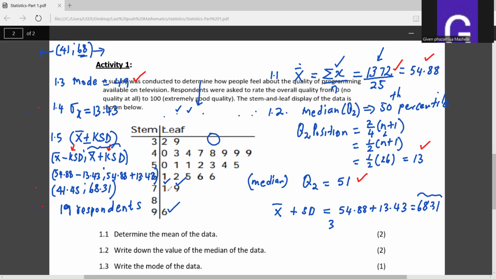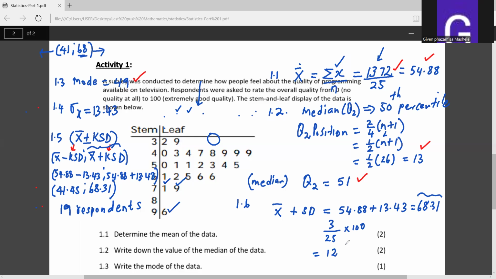But in terms of the question, it says what percentage. So it means we want to write that as a percentage. So this is 1.6. It's going to be 3 out of 25 multiplied by 100, because they want it as a percentage. So it will be only 3 respondents out of 25 multiplied by 100, which will just give us 12%.